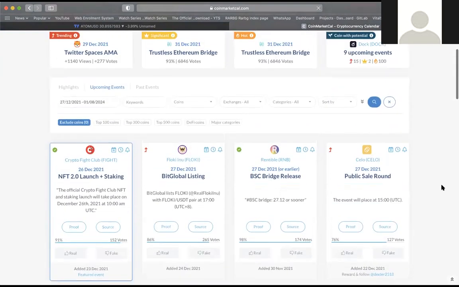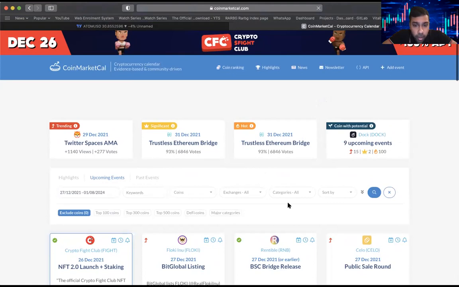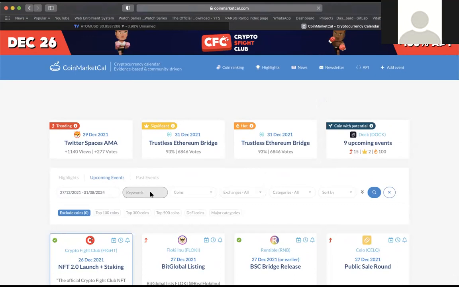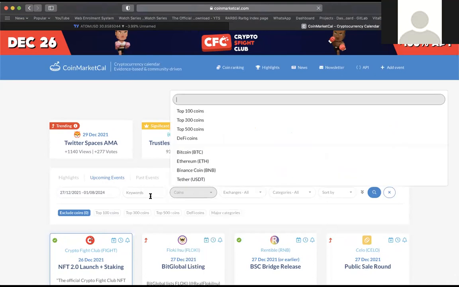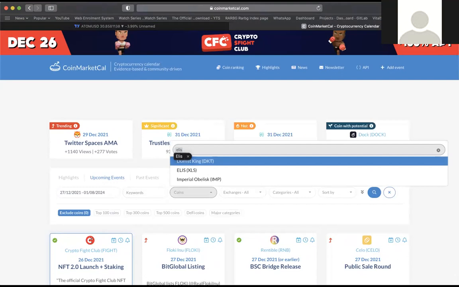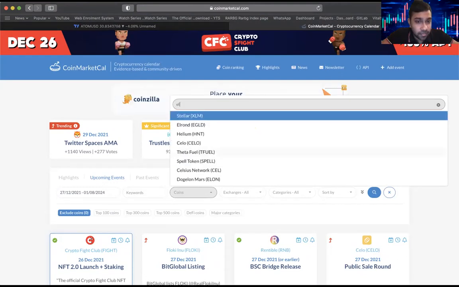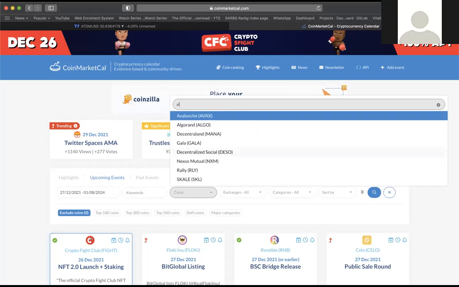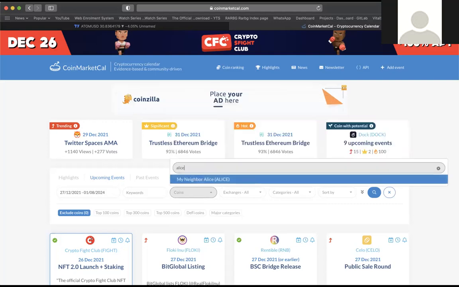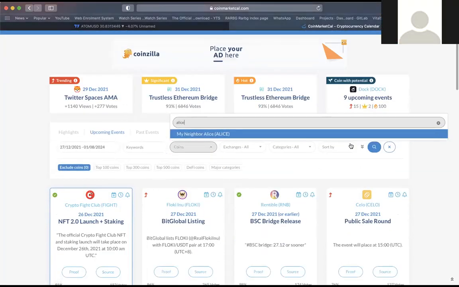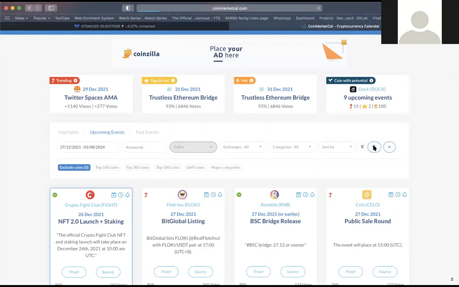Type Alice for me. I wanted to show you guys how I open a trade because I just took one last night. Alice, A-L-I-C-E. Okay, got it. Then just hit search on the right.